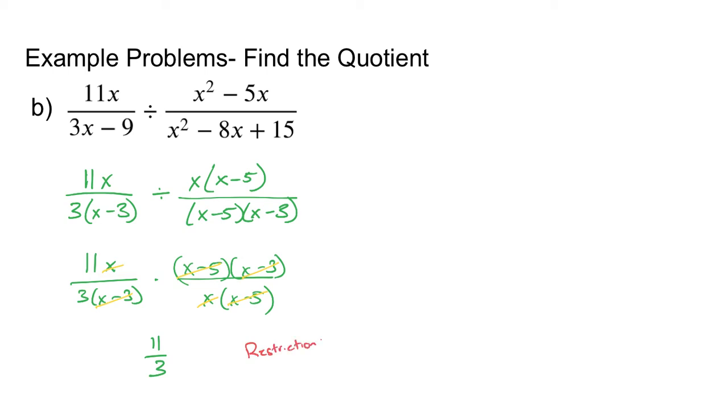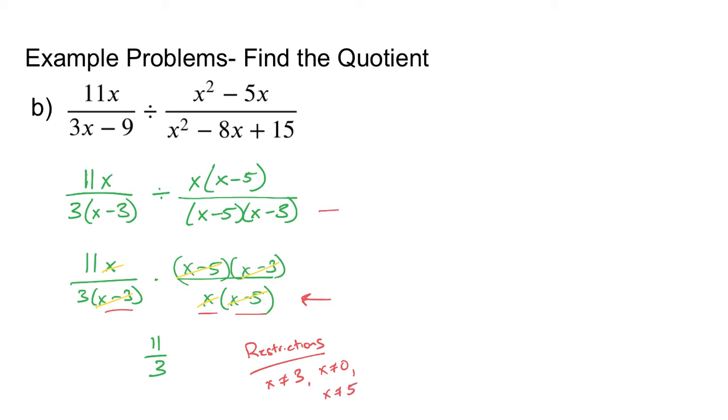The restrictions. And where do I look? Well, I'm going to look right here, and I'm going to look at each one of the parentheses. So right there, I see x can't equal 3. Right there, I'll see x can't equal 0. Right there will tell me x cannot equal positive 5.